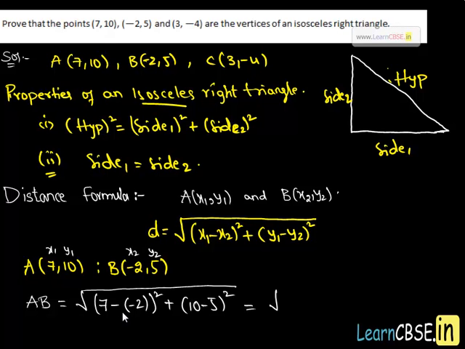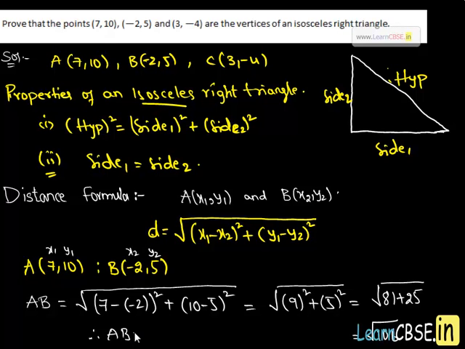7 minus (-2) is 7 plus 2, which is 9, whole square. 10 minus 5 is 5, and we have 5 whole square. 9 square is 81 and 5 square is 25. The sum of 81 and 25 is 106. Therefore, side AB is equal to root 106.